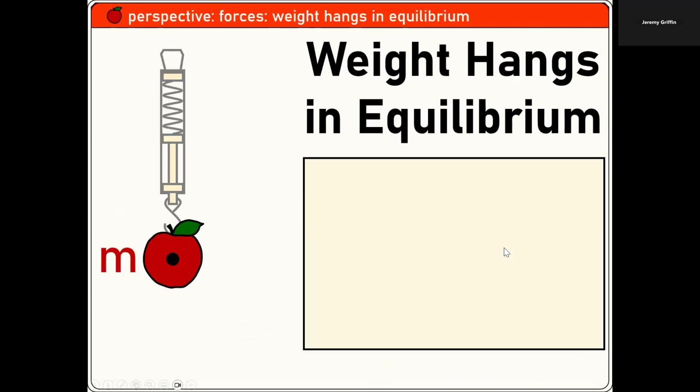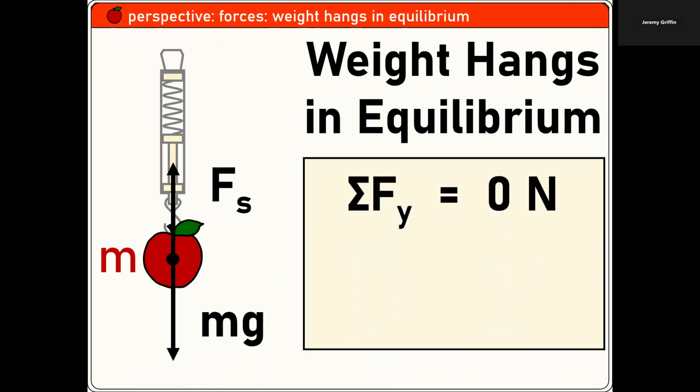All right. The weight hangs in equilibrium. What are the two forces on this guy? Yeah, mg down and the spring force up. So you could say the sum of forces in the y direction is 0. So equilibrium. Guys, anytime you see the word equilibrium, you know the sum of the forces is 0. That's probably a good way to go about it.